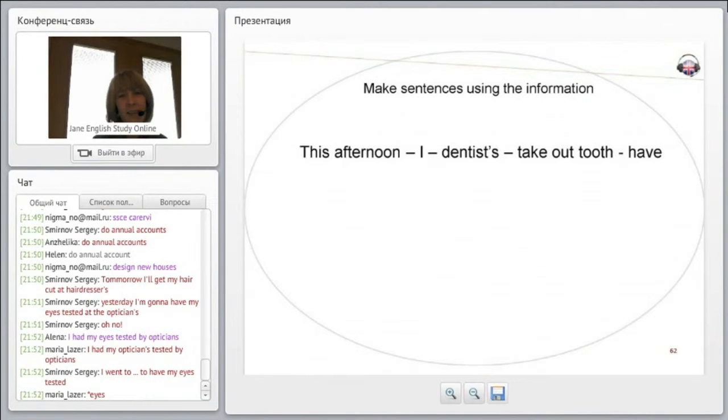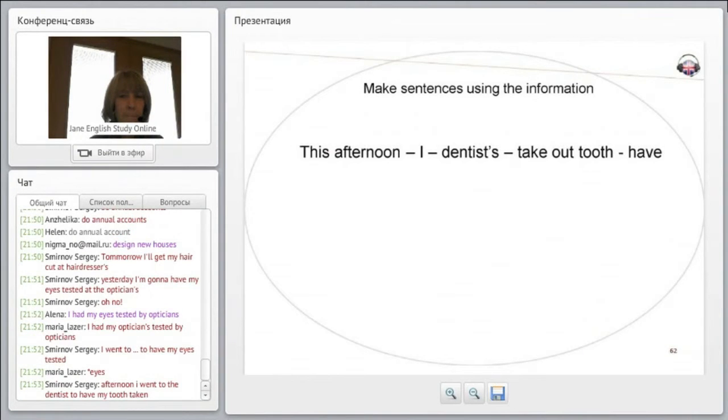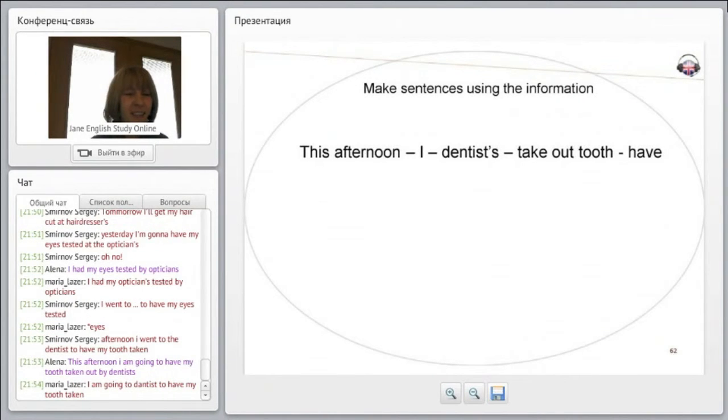This afternoon I, go, I, dentist, take out, tooth, have. How would you construct a sentence? There's one from Sergey. I'll wait for a few more. You know, it takes time to type longer sentences.